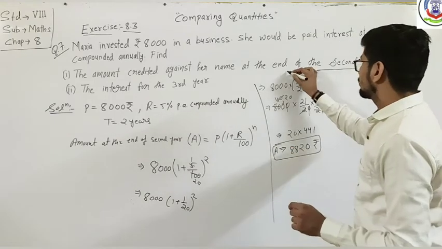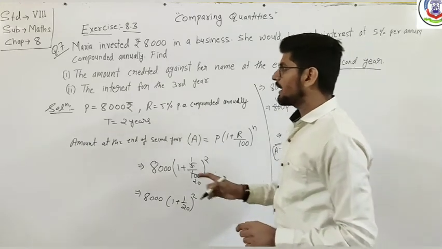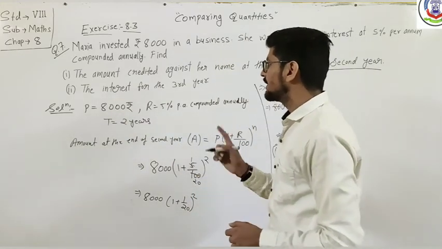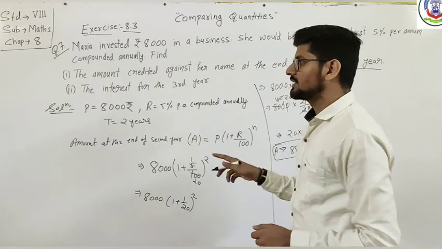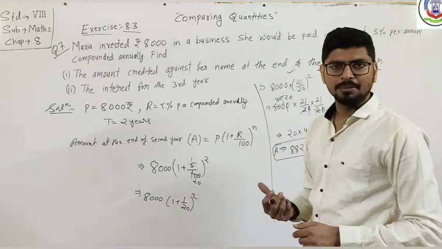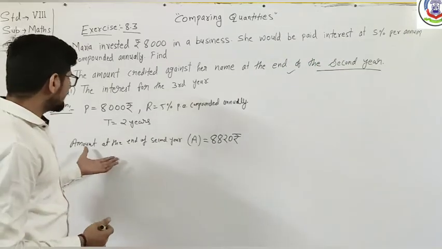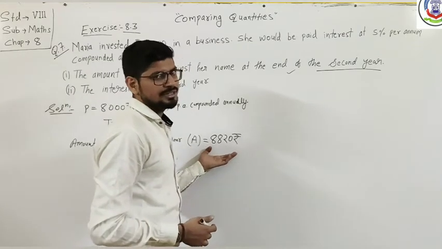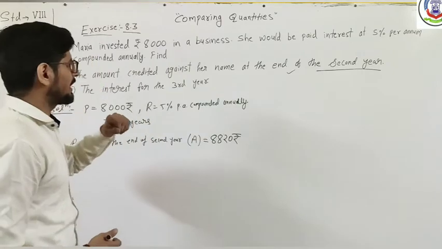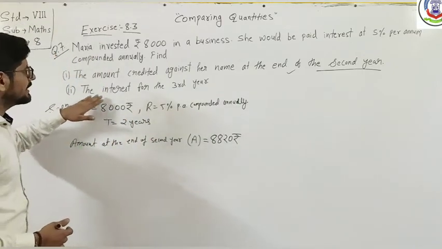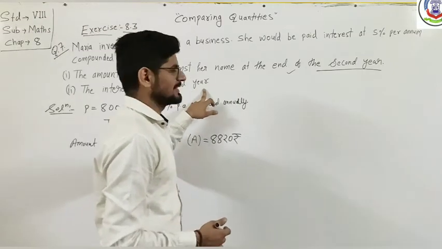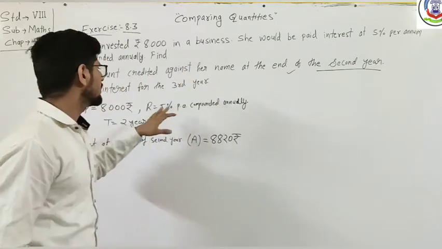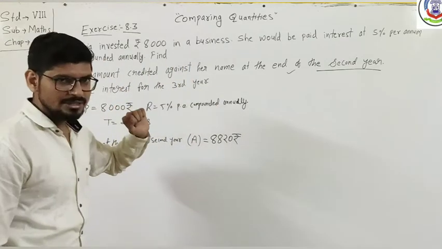Okay? So this is our first part, and the second part is the interest for the third year. So we will see the second part. Okay? We have the amount at the end of second year as 8,820. This is our first part. Our second part is the interest for the third year, not the amount. Okay? So how will we find the interest for the third year?